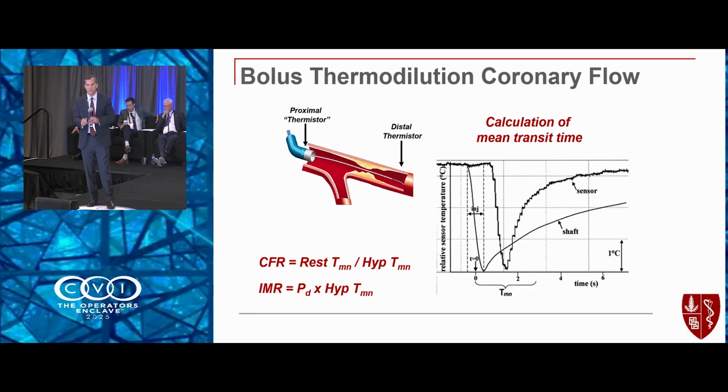But from that, the upshot is you get a mean transit time, and this is inversely proportional to coronary flow. And so we can calculate coronary flow reserve using that mean transit time at rest compared to hyperemia.